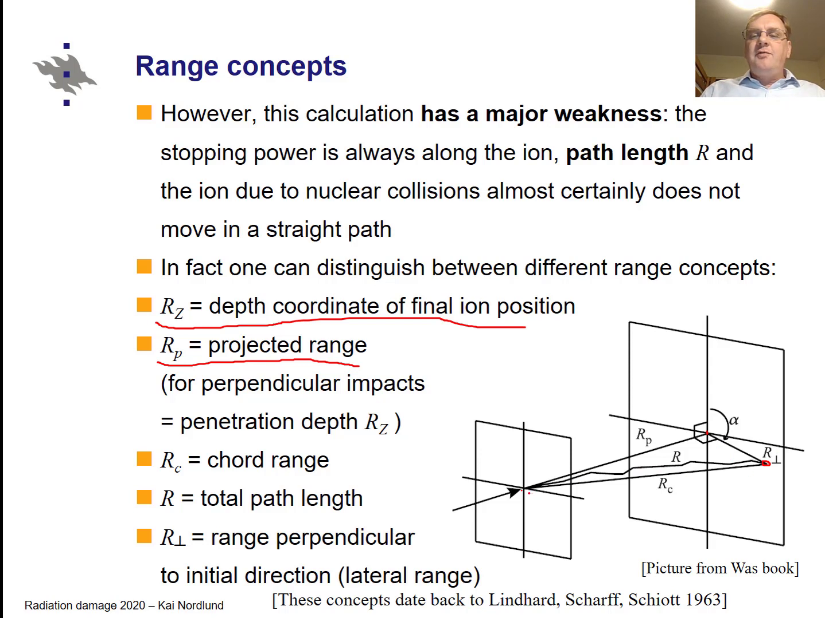Well, then one can also define what's known as the chord range, which is the distance from the initial position to the final ion position here. And one can take the range perpendicular to the initial direction, that is this distance here, and this is known as the lateral range. So this is essentially how much the beam is spreading instead of going straight. And finally, one can, in principle, if you follow exactly how the ion moves, then you can get the range along the ion movement path, which is known as the path length.